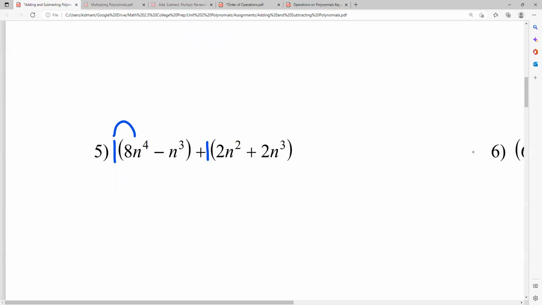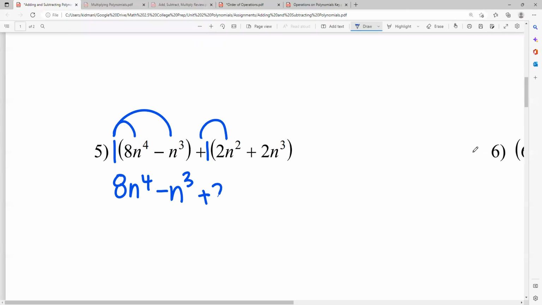So 1 times 8n to the 4th will give us an 8n to the 4th. 1 times negative n to the 3rd is negative n to the 3rd. Positive 1 times 2n squared is positive 2n squared. And positive 1 times 2n to the 3rd is a positive 2n to the 3rd.